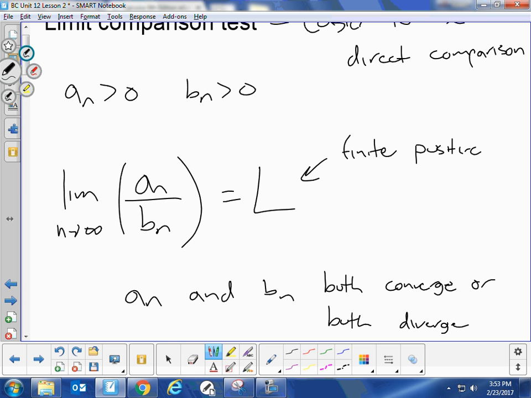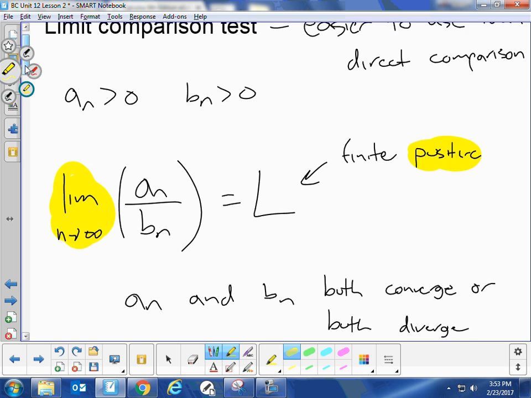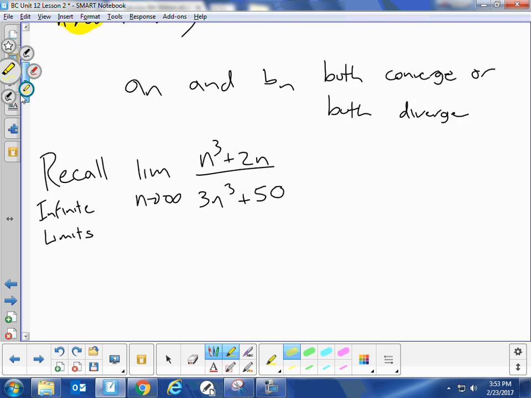Okay, it's a simple test. We've been doing infinite limits a lot. So being able to just put some quotient together, evaluate the limit as n approaches infinity, get a value or don't get a value, boom, we're good to go. Okay? So very important to understand that it can't be 0. So selecting the right comparison is important. And let's do some examples to show that.